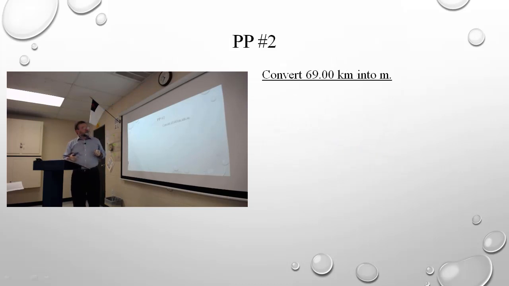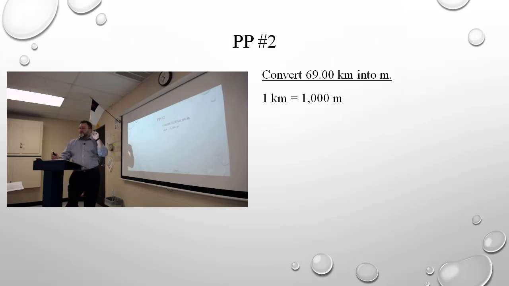Practice problem number 2. Converting 69.00 kilometers into meters. I assume that I'm going to need a statement of equality to provide me with a conversion factor. Good. I'm going to relate two units of measure. Somehow I have to relate what to what? Kilometers to meters. And I know that 1 kilometer is equal to 1,000 meters. So I can create a conversion factor from this. Either 1 kilometer per 1,000 meters or 1,000 meters per kilometer.